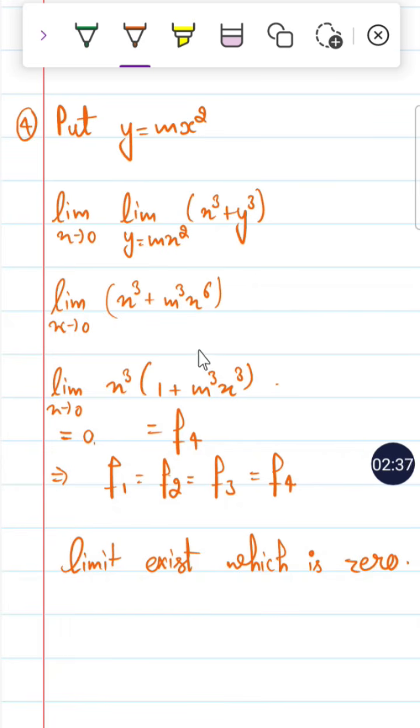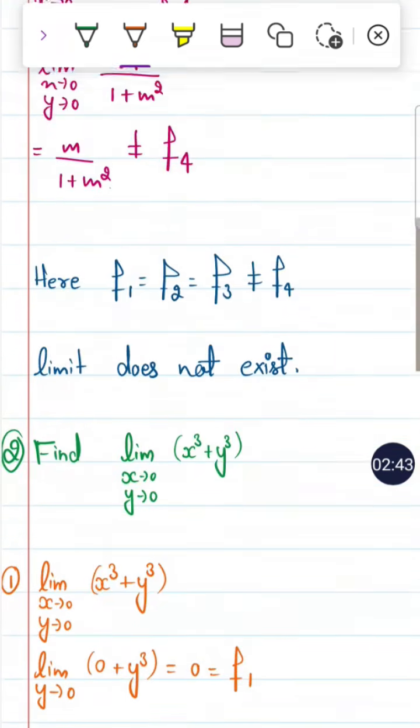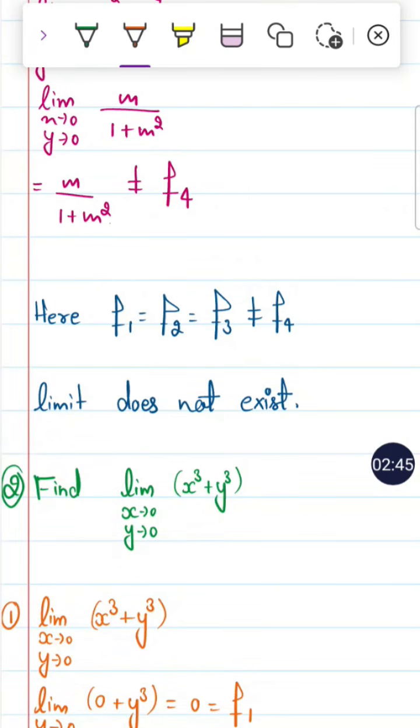This means that if the limit exists, then along any curve all the limits are equal. But if along any curve there is no existence of limit, there is one condition which will be given by this type of thing.